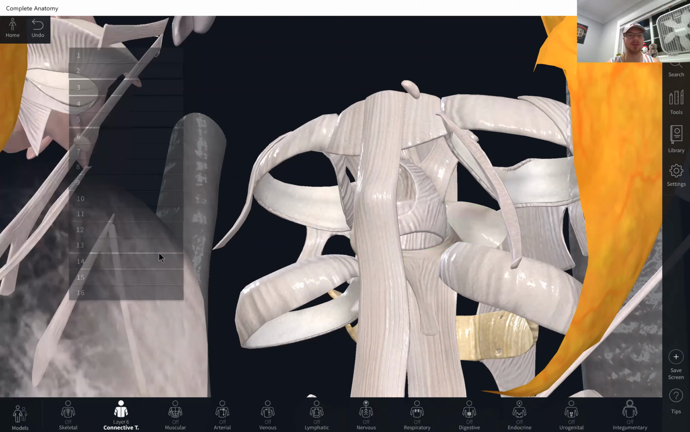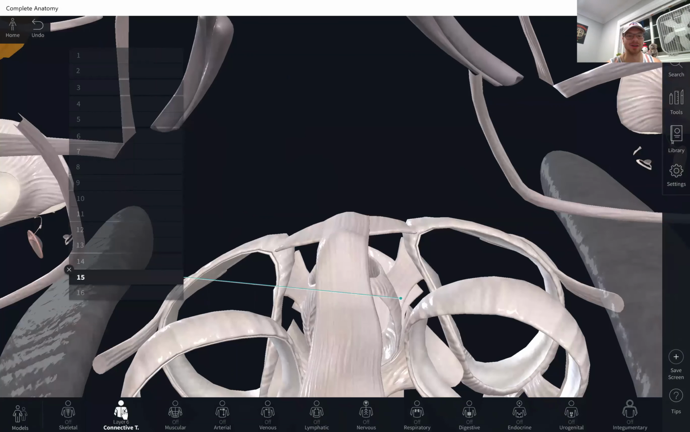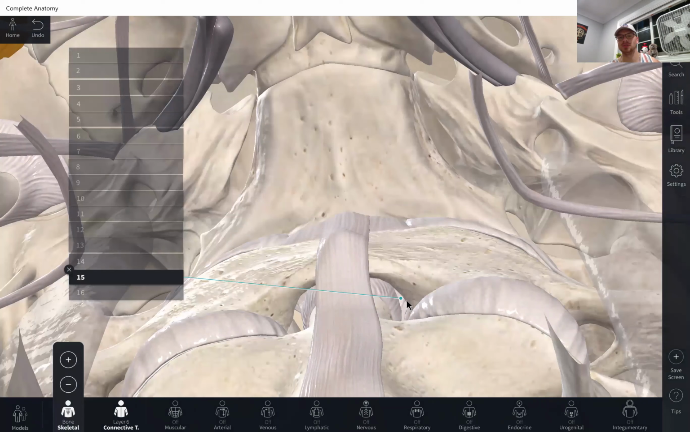All right, so moving on to a little bit of an easier one. We have our alar ligament. So the alar ligament is going to run between the dens, which is that process on top of the axis bone, to the lateral margins of the foramen magnum.